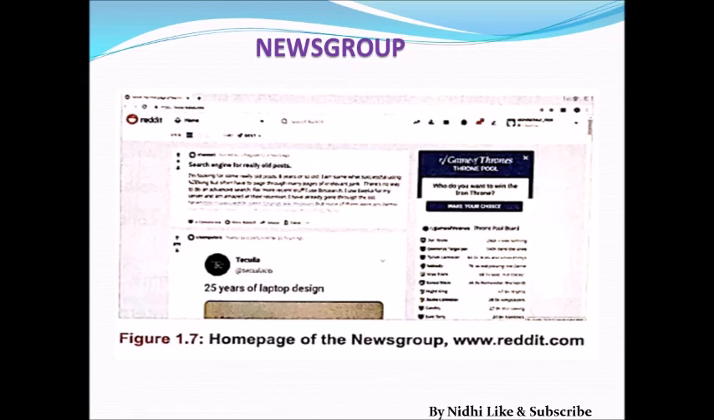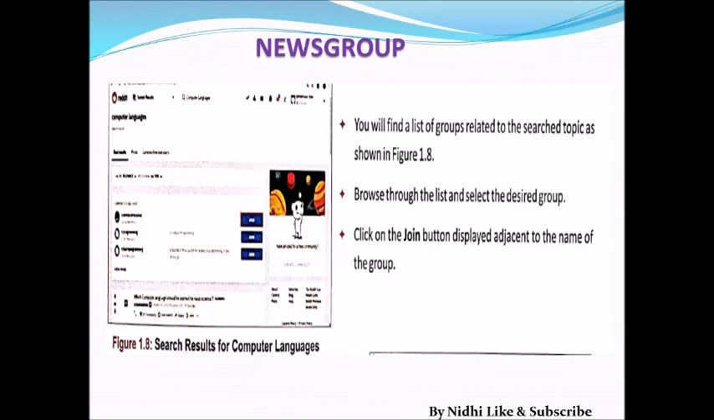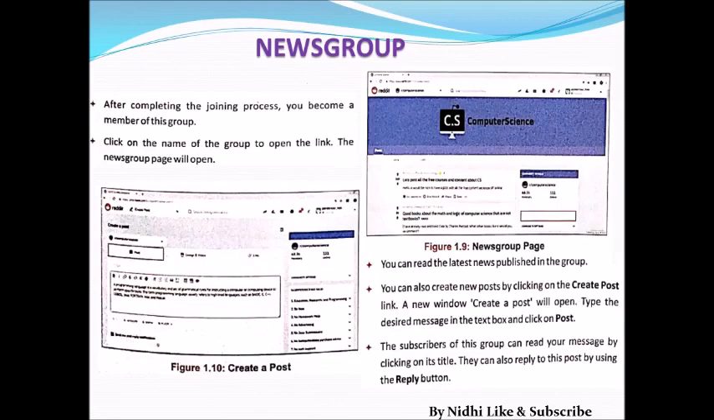Okay, after that you have to go on the next page, that is the home page where you have searched the things. So you will find a list of groups related to the search topic as shown in figure 1.8. Browse the list and select the desired group, and then you will find blue color buttons on the screen. So these blue color buttons are the join buttons. So you can press any join button in the group which you are interested in according to the search topic. Okay. Next step is after completing the join process, you become a member of this group.